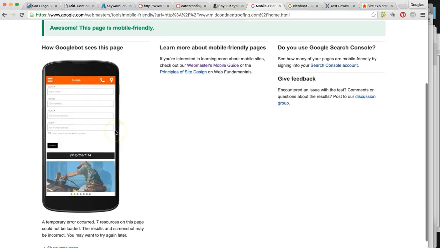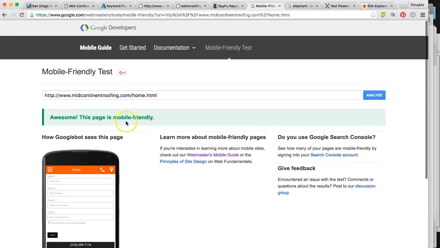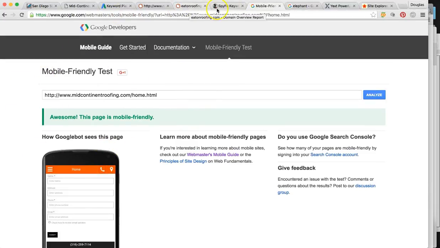Well, for your site, it is mobile friendly. So your site does convert. It has a nice conversion, so Google sees that it is mobile friendly. That's very important. Next, I'm going to talk to you about authoritative content.